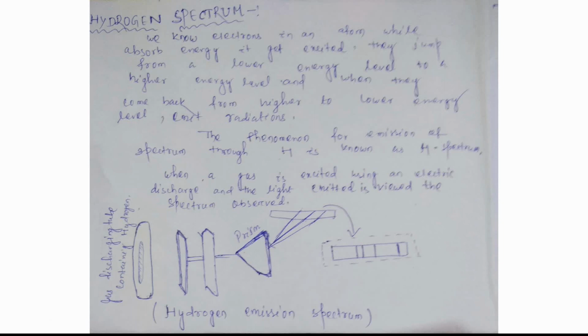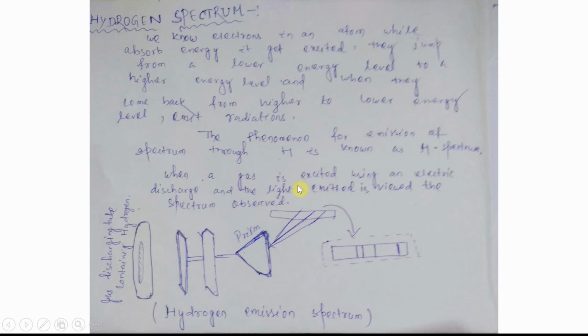That means when the electron jumps from a higher to a lower orbit, how it will radiate energy, what the spectrums are, and what the series lines are. I have discussed that the hydrogen spectrum is nothing but a line spectrum. So we have to discuss what different series we can get here. Simply, the phenomenon of emission of spectrum by hydrogen is known as the hydrogen spectrum.